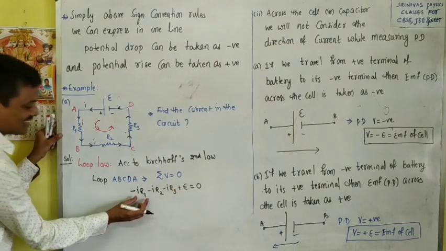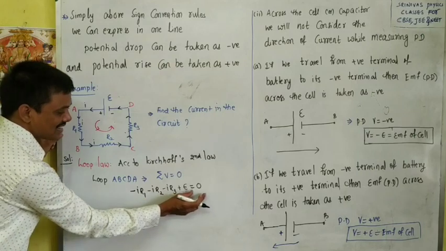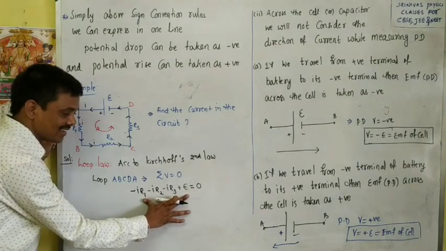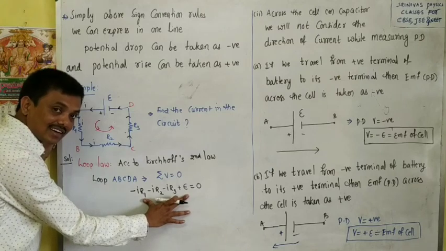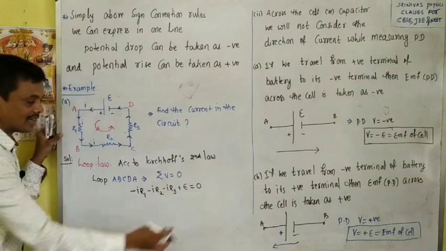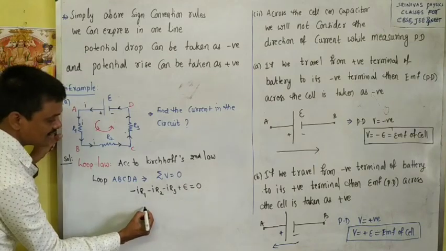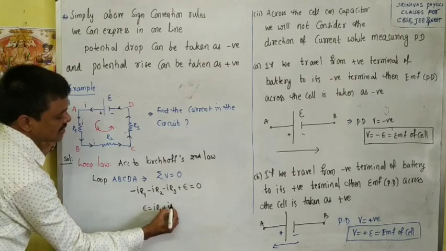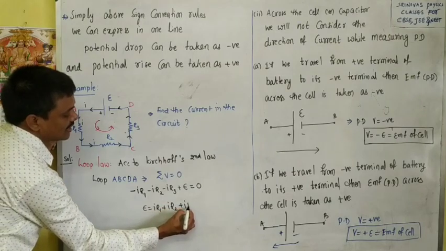Right, completed. This is the sum of potential differences and EMFs across a closed circuit. In a closed circuit, that is equal to 0, right? Equal to 0 I kept. Then next I will simplify like this. E is equal, we will get as IR1 plus IR2 plus IR3 we write.